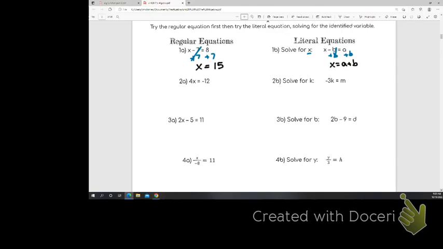So in 2a, we would need to divide. So whatever we need to do to get the x by itself, that's what we're going to do on the right side also.